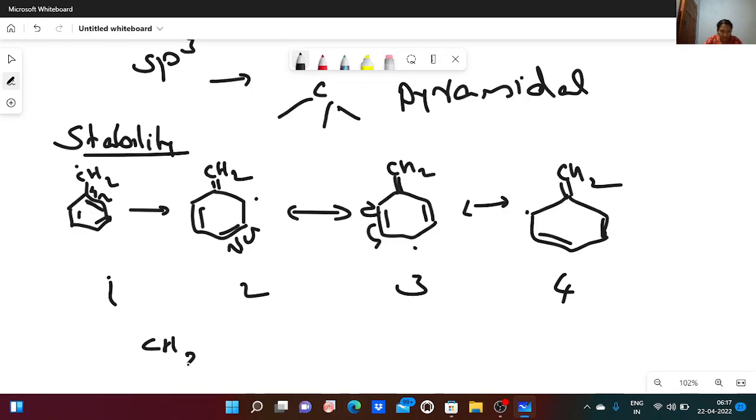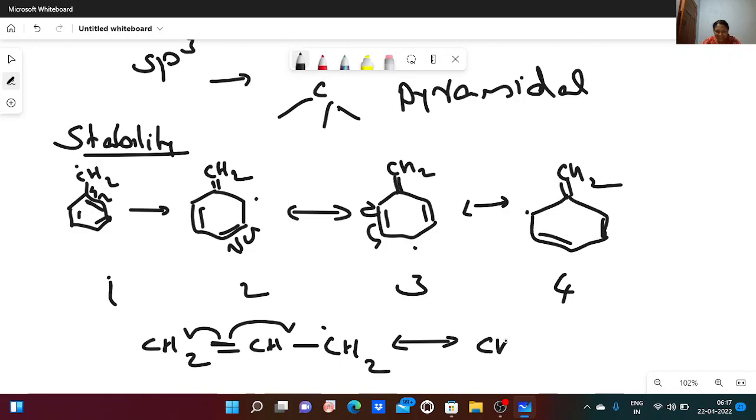Similarly allyl. Benzyl and allyl are shown with the mesomeric effect. Here the pi bond is homolytically cleaved, so you will have CH2 dot, then the new and old electrons combine. So these 2 compounds show the mesomeric effect, and these 2 will be highly stable.